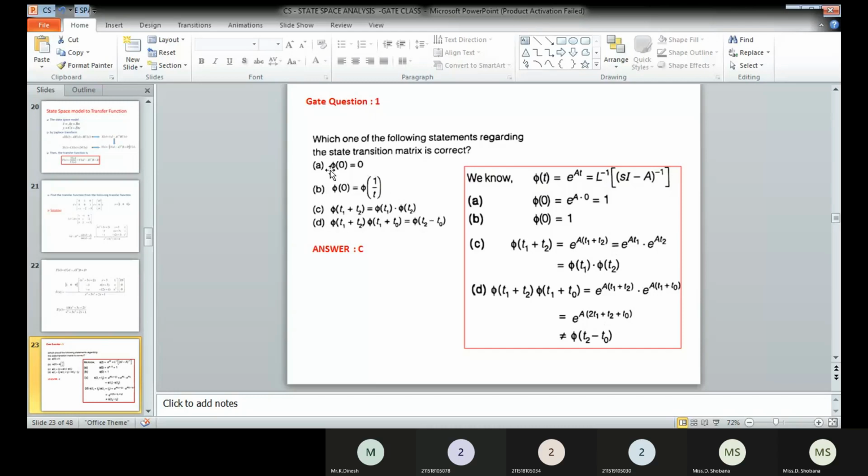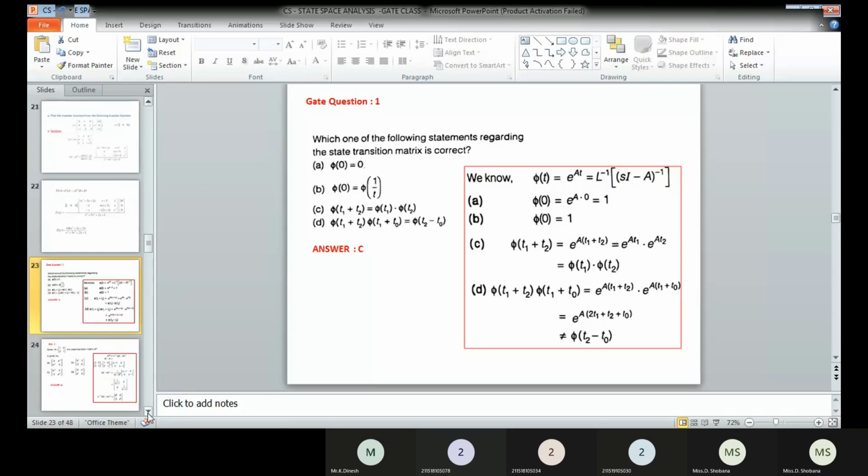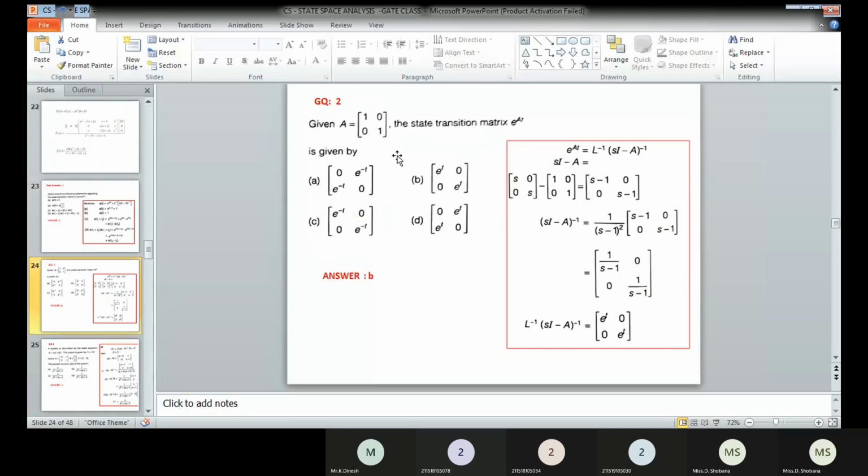So here if you see, the first one is not relevant, that is phi of 0 is equal to 1, but it is given as 0, so it is not correct. Okay, and then phi of 0 is equal to phi of 1 divided by t, it is also not correct. And then the D is also not correct, only the C is the correct one. Okay, so that is why it has been chosen. So for this you have to know the state transition matrix properties very well. Okay, and then we go to the second problem.